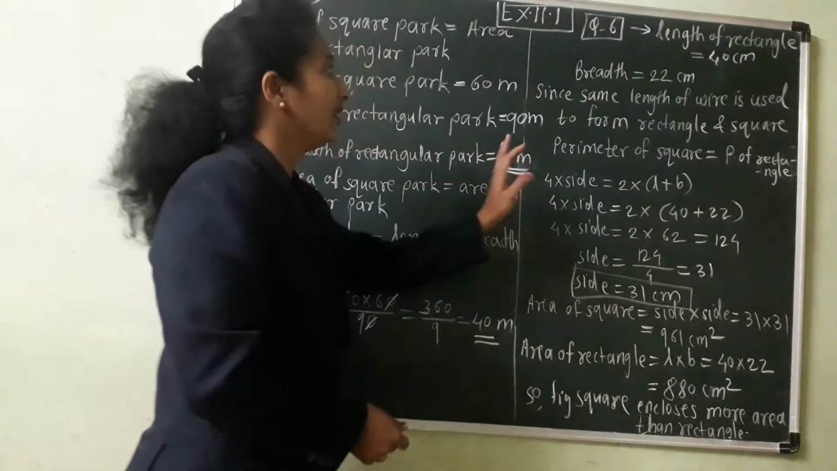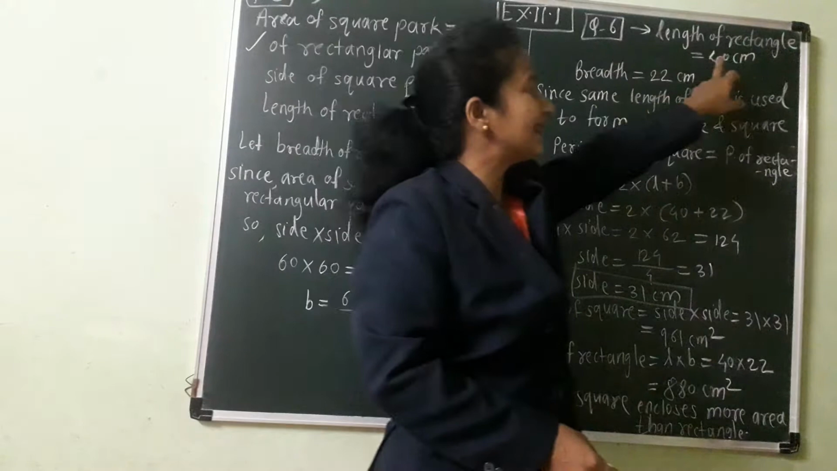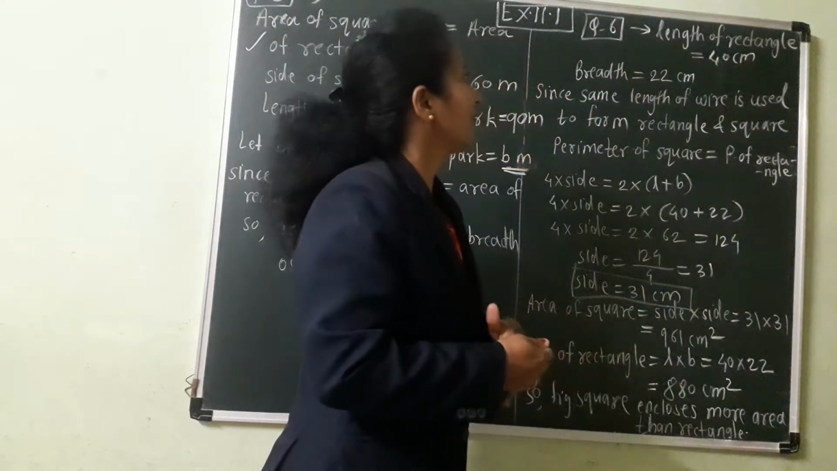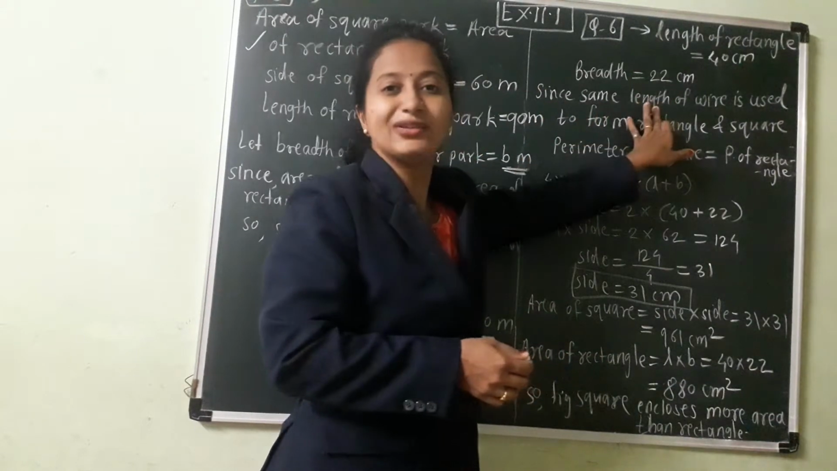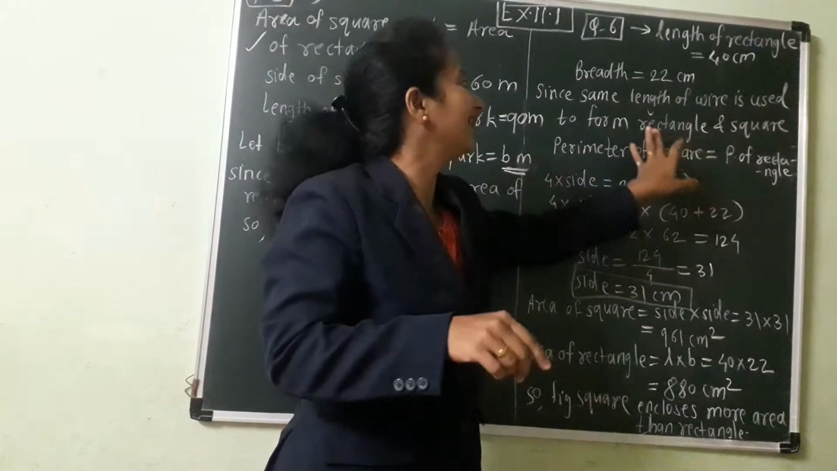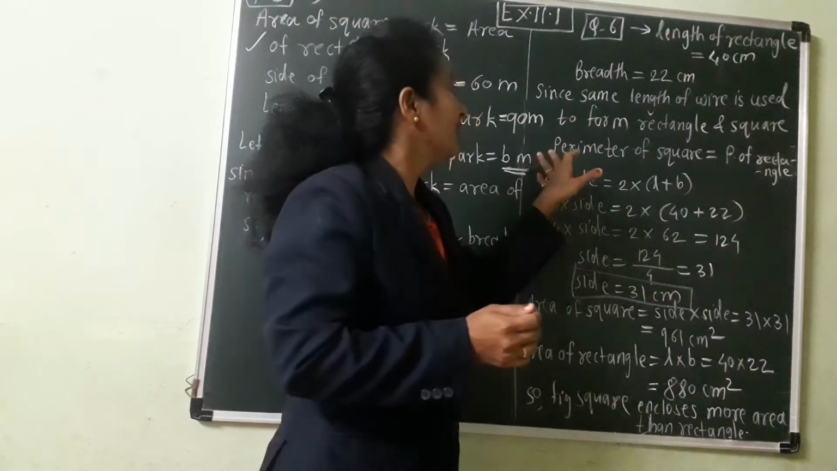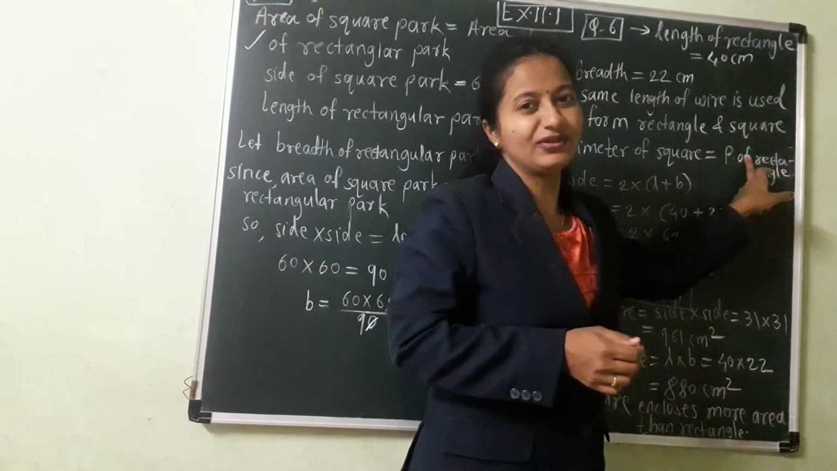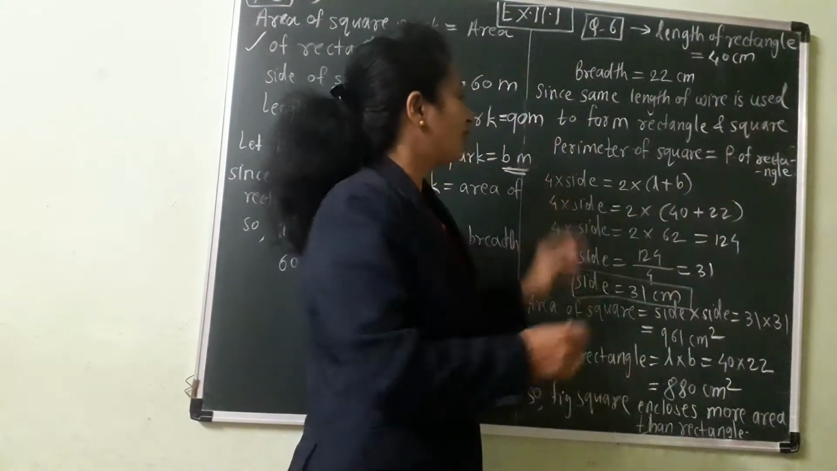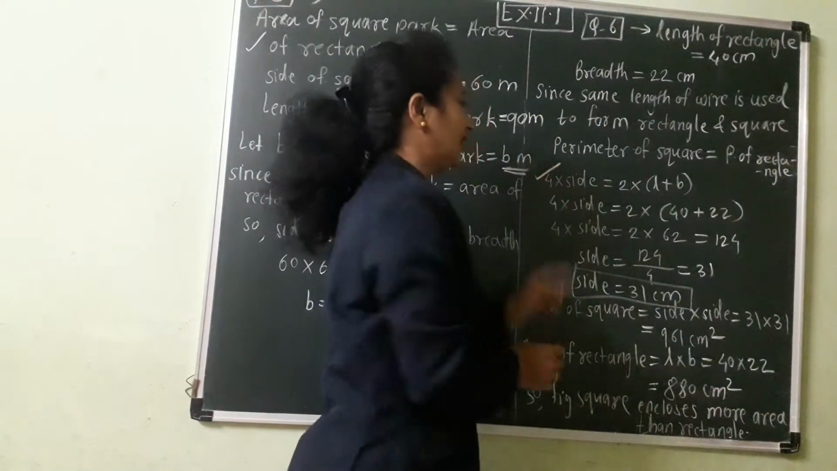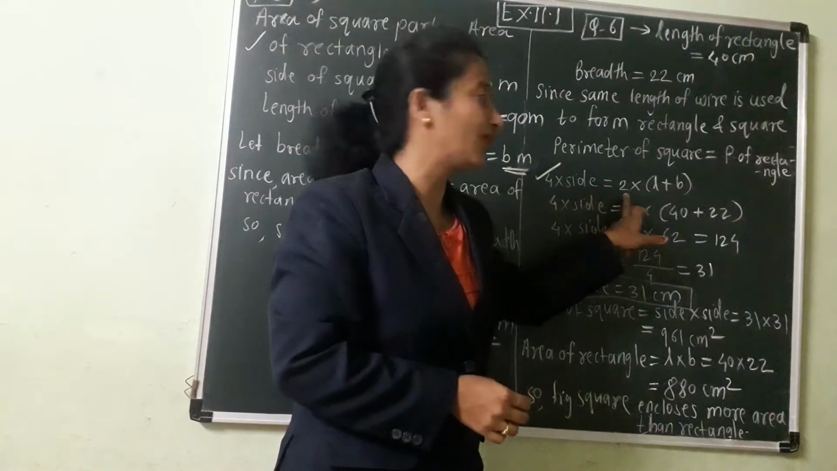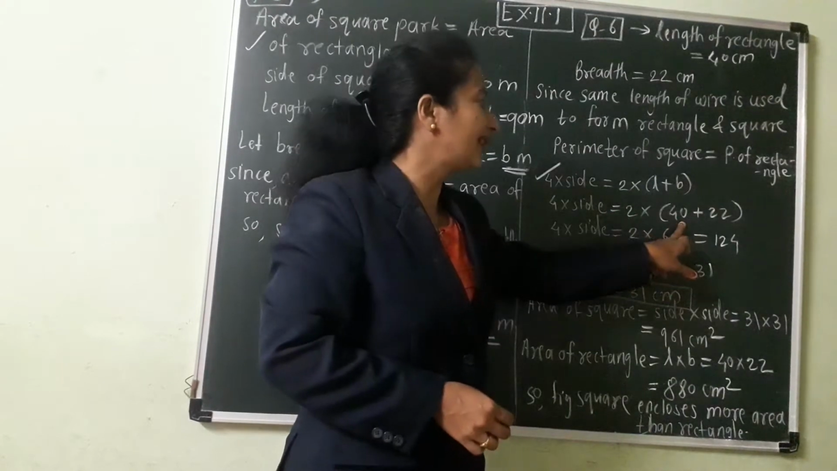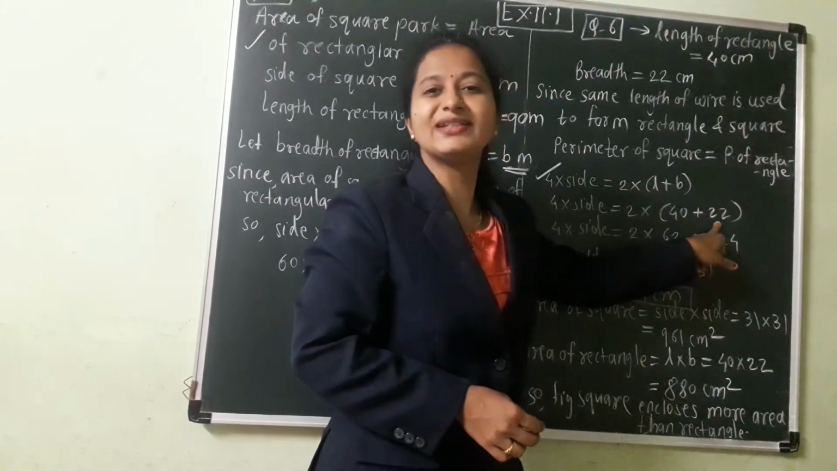So it's very simple. Length of the rectangle is given as 40 centimeter, breadth is 22 centimeter. Now since the same length of wire is used to bend the rectangle as well as the square, first we'll find the perimeter of the square, which is equal to the perimeter of the rectangle, obviously. The formula for the perimeter of a square is 4 multiplied by side, equal to 2 multiplied by length plus breadth. And we know the length is 40 centimeter plus breadth is 22 centimeter.